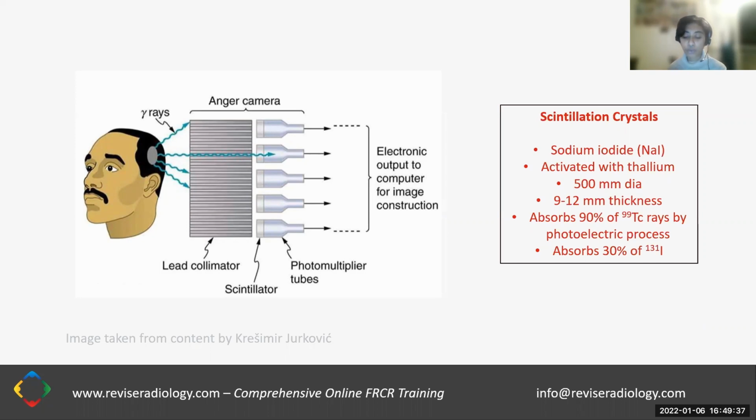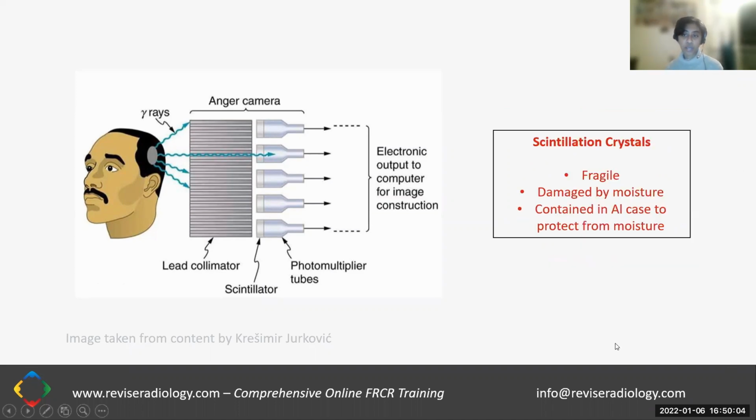When we're talking about the photoelectric process, immediately we need to think about what the important parameters are for a substance which is undergoing photoelectric absorption. Most important are atomic number and density. That's why we're using sodium iodide, because iodine has a really high atomic number, 53. This scintillation crystal is also going to absorb some of the iodine radiation, which is present as well.